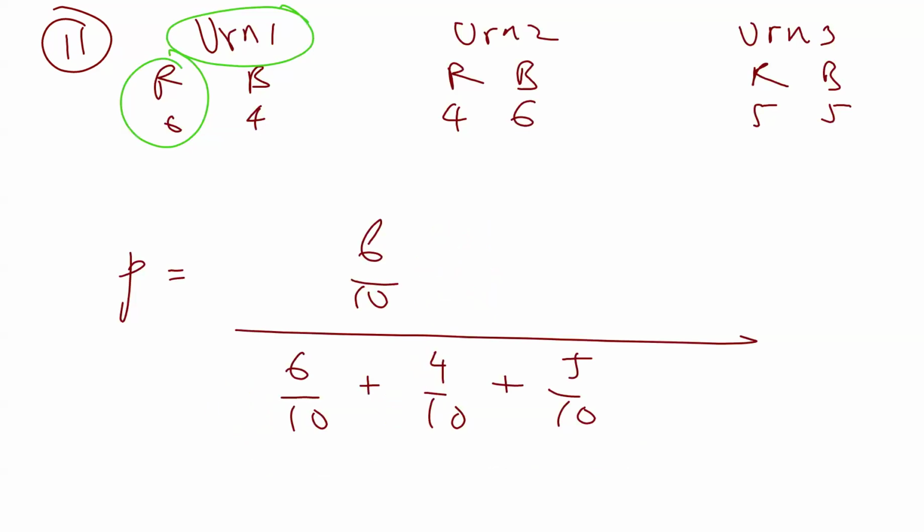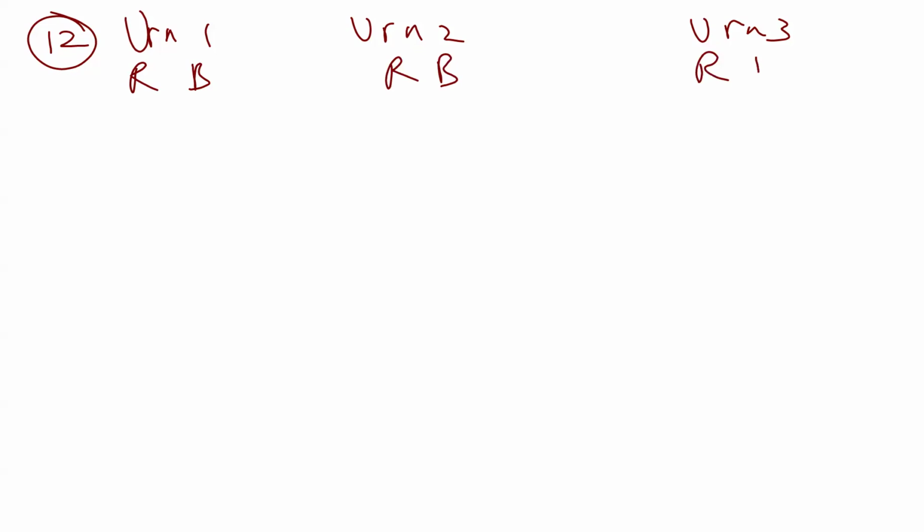If you calculate this, you'll get the answer. Next problem, that is question number 12. There are three urns, urn 1, urn 2, and urn 3, each with red and black balls: 6 and 4, 2 and 6, 1 and 8.